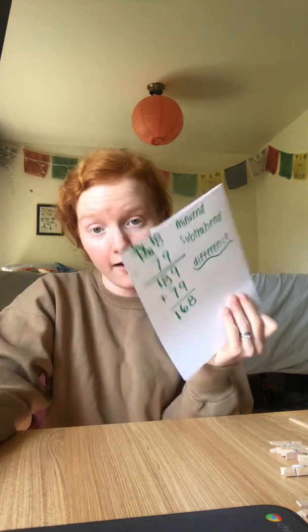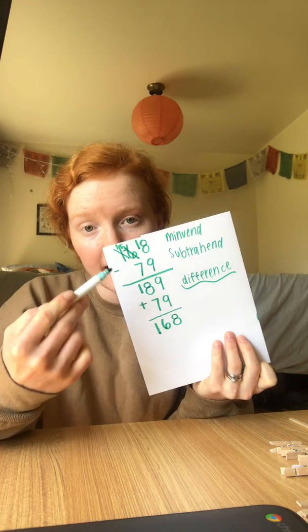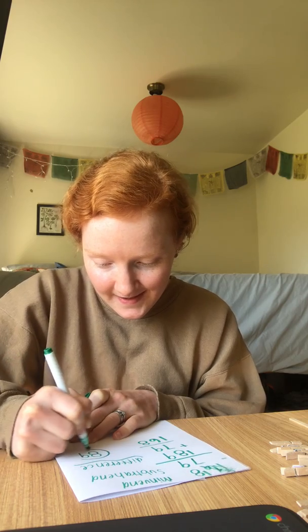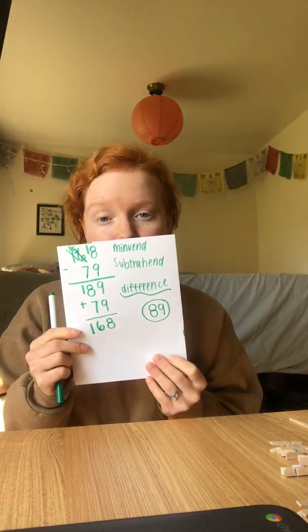Now 8 plus 7 is 15. Oh, yep, you didn't forget the 1, 16. So, and yep, that gives us our answer, 168, 168. So our difference is 89. Yeah, so that is how we subtract using borrowing or regrouping.